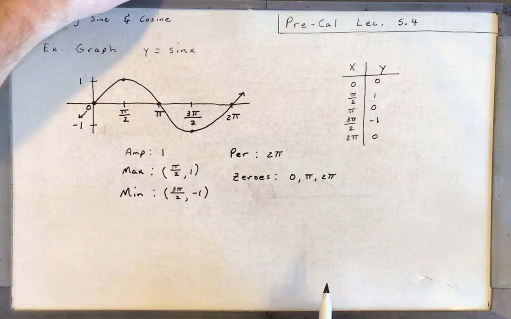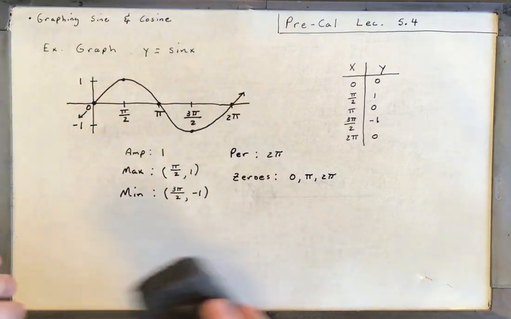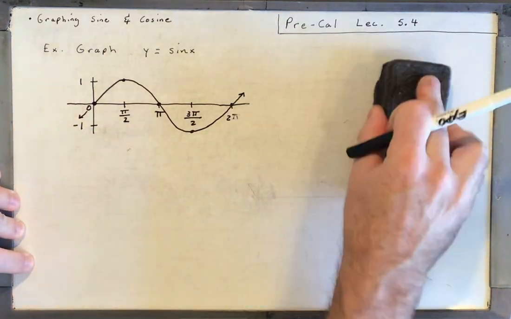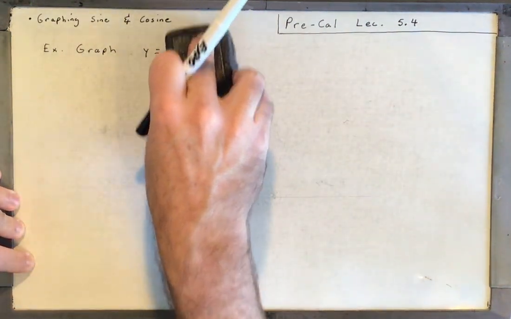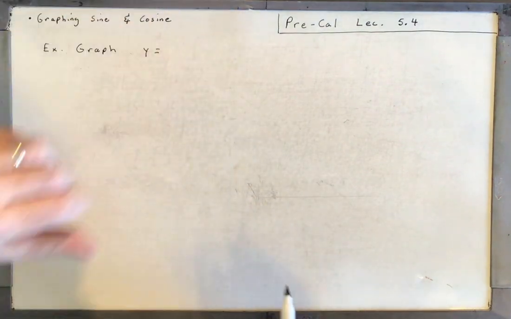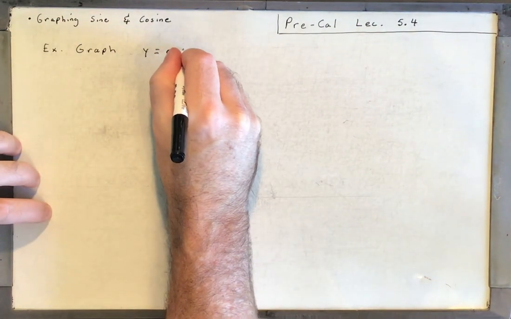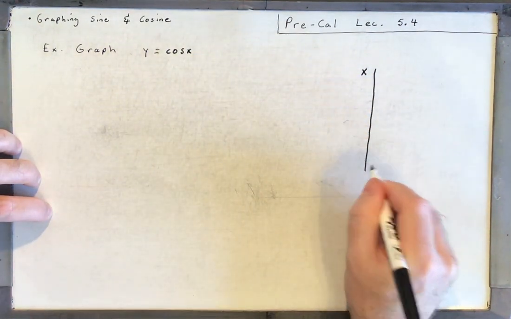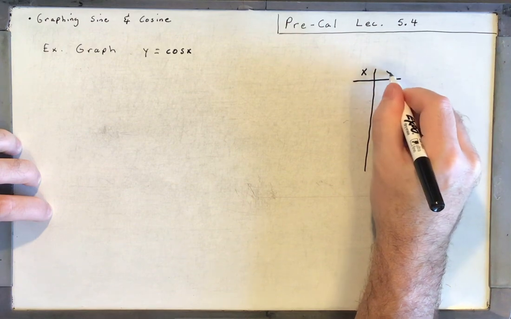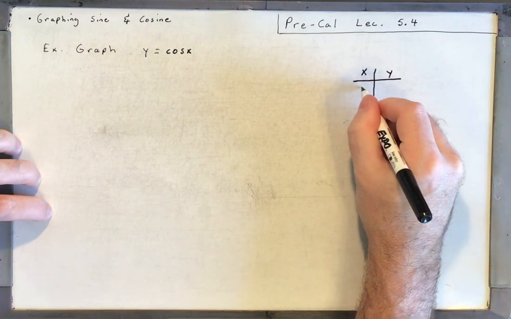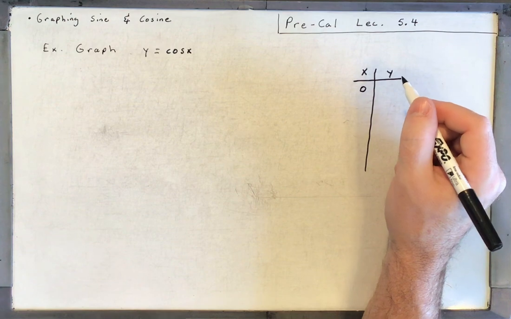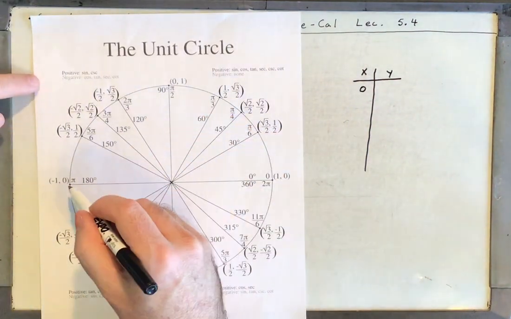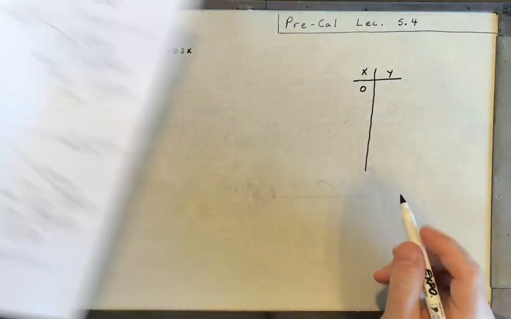We're going to do the same thing for cosine x. So pause the video if you need to. All right, we're going to plot that cosine graph. I'm going to pick those same famous points on the unit circle. All right, 0, pi over 2, pi, 3 pi over 2, and 2 pi.